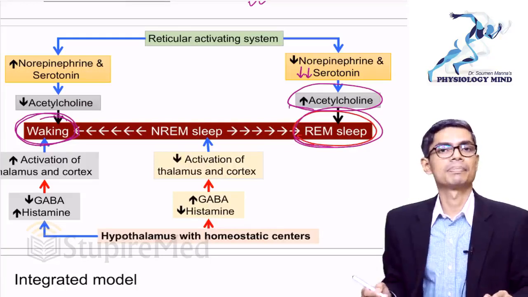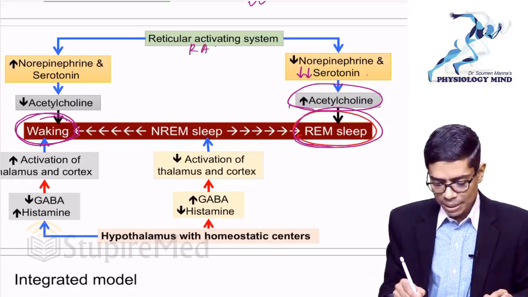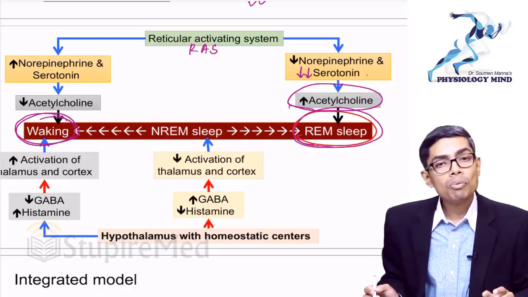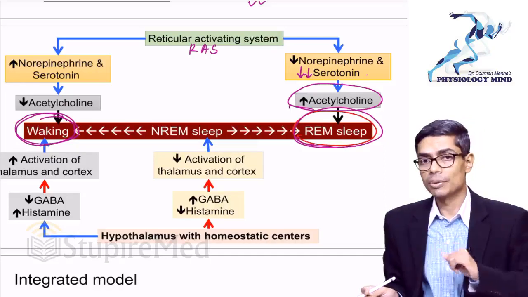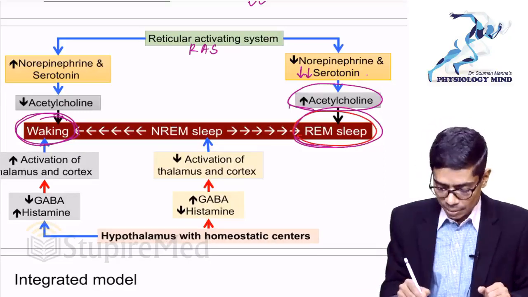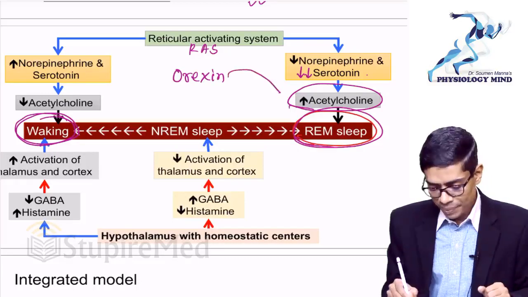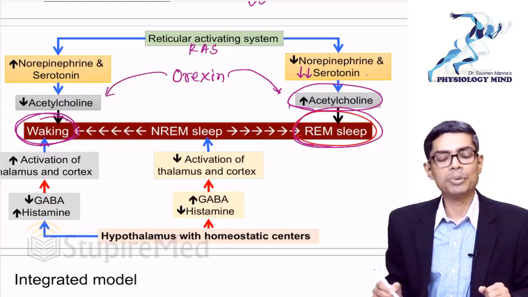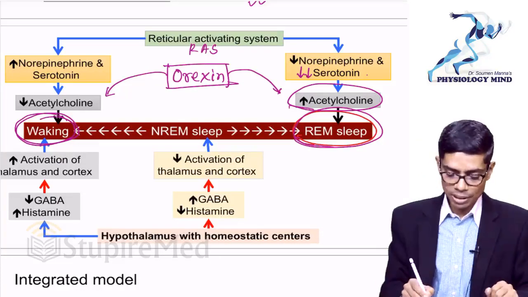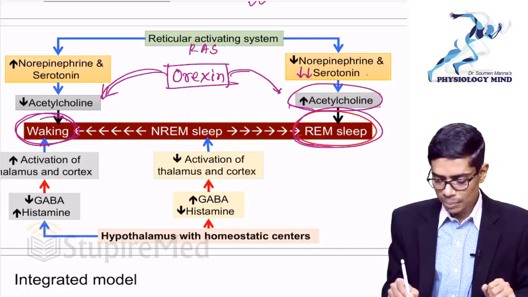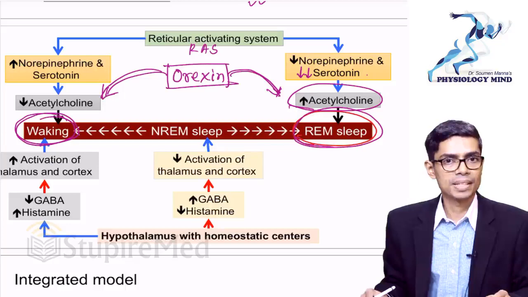REM sleep. So where are these neurotransmitters coming from? Reticular activating system. Question: who will signal whether the person will remain awake or go to sleep? The peptide orexin. I told you already that it is produced from lateral hypothalamus. This will give the switch whether the person will remain awake or go for sleep. So switching between these two stages is done by this.